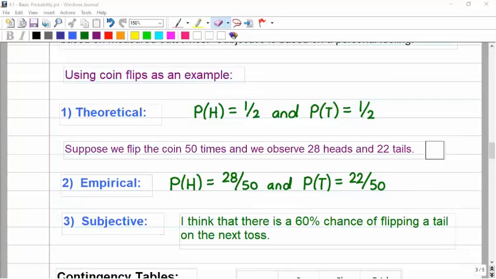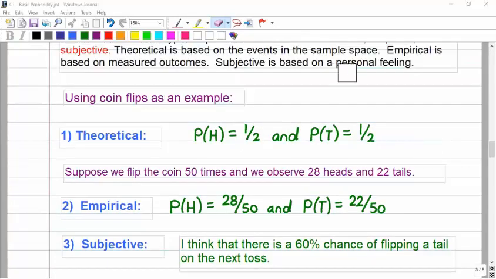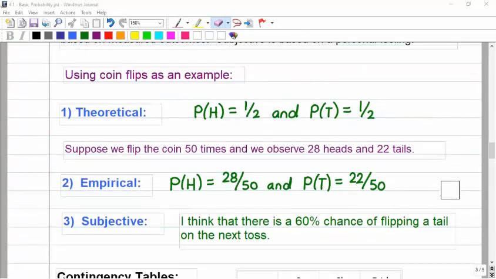Subjective probability is using a probability based on, like I mentioned up here, personal feeling. I'll use a better example than I put here: I think there's a 60% chance of flipping a tail on the next toss. So it's anything that's not based on measurements. Let's say before you started this course, I feel like I've got about an 80% chance I'm going to make an A in this class. You're just speculating based on personal feeling. But the key is it's still got to be between 0 and 100 to follow the laws of probability. It can't be outside of that range.